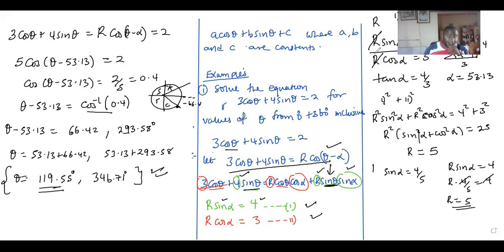Excuse me, teacher. Yes, please. Teacher, I want to ask about the third page, where you said r squared into sine squared theta plus cos squared theta is equal to 25. How did you get 5? Okay. You know this one gives you 1. Sine squared of an angle plus cos squared of an angle is always 1. You know that definition?